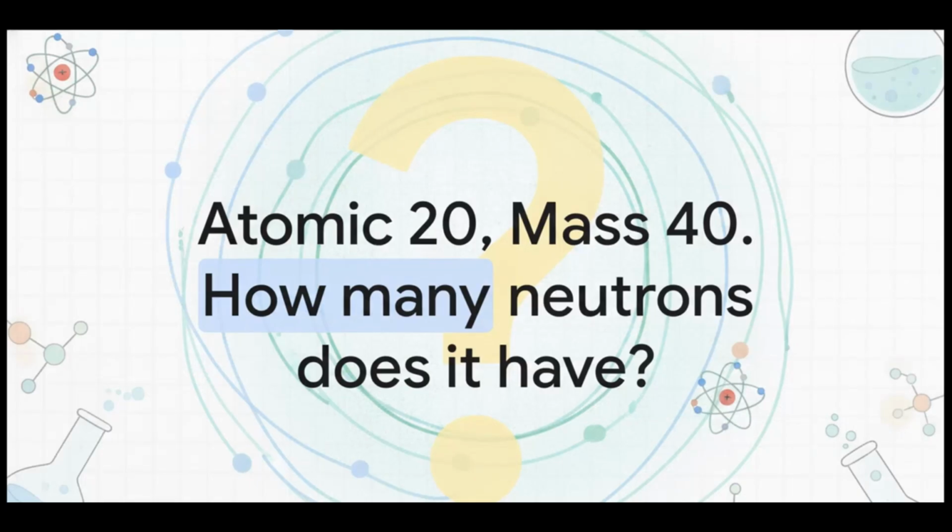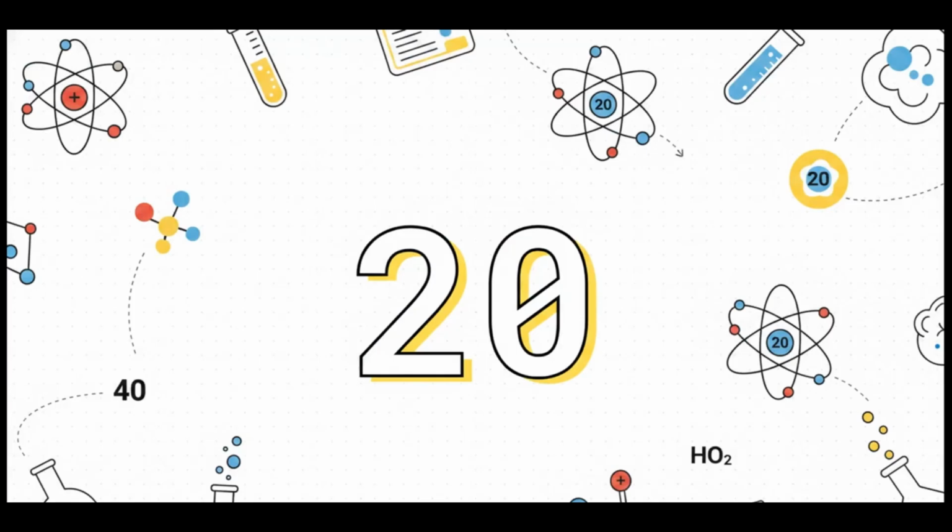Okay, here is your final, slightly harder challenge. An atom has an atomic number of 20 and a mass number of 40. How many neutrons does it have? Take a moment and think it through. It's 20. Huge congratulations if you got that one right. You correctly took the total mass of 40, subtracted the 20 protons, and found the remaining 20 neutrons. What a totally triumphant end to the quiz.